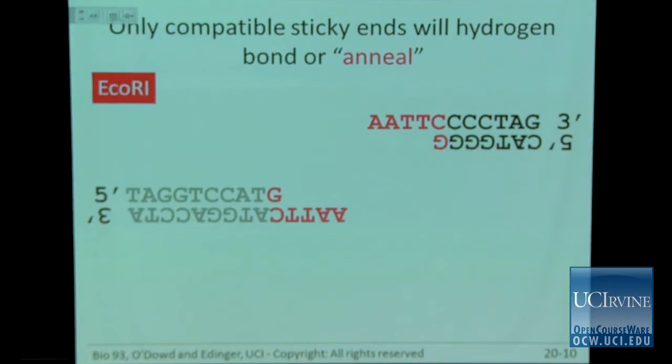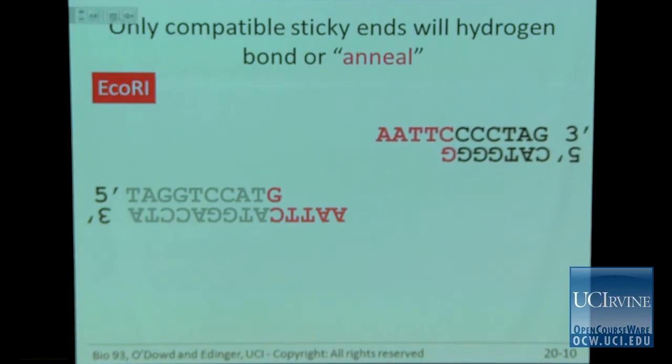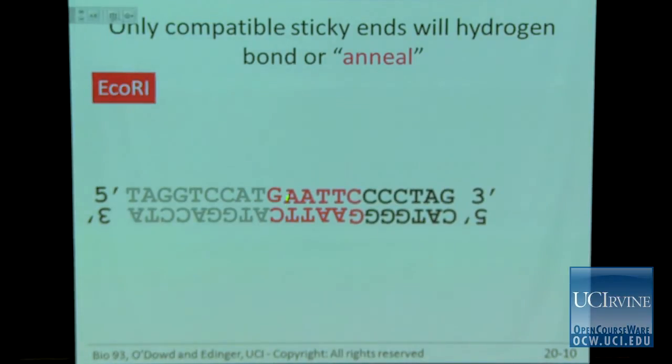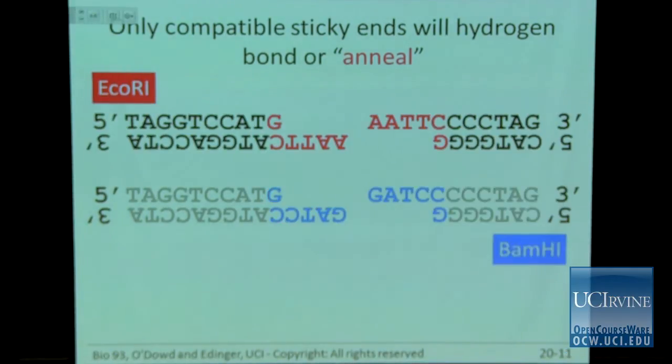So annealing means that two pieces of complementary DNA are forming hydrogen bonds. And these guys will eventually drift together and form hydrogen bonds because they are complementary. Their sequence matches exactly. Now if I cut the black piece of DNA and the gray piece of DNA with two different enzymes, then they wouldn't do that.